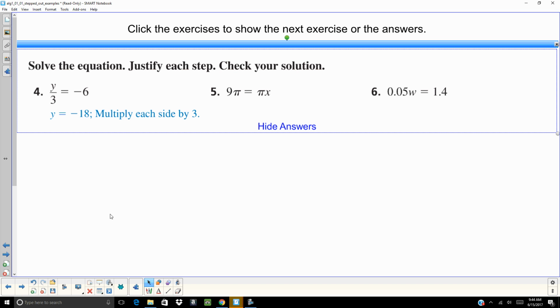The first one, you're going to multiply both sides by 3, you get negative 18. Number 5, you're going to divide by pi, and you're going to get 9. Number 6, you're going to divide both sides by 0.05, and you're going to get 28.